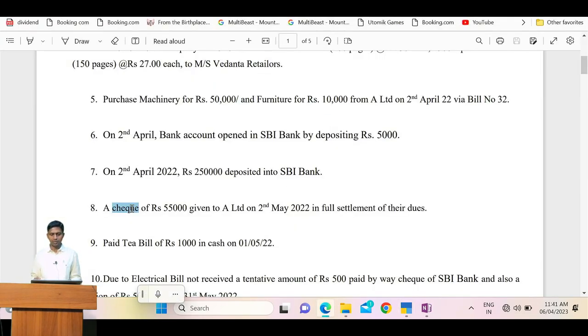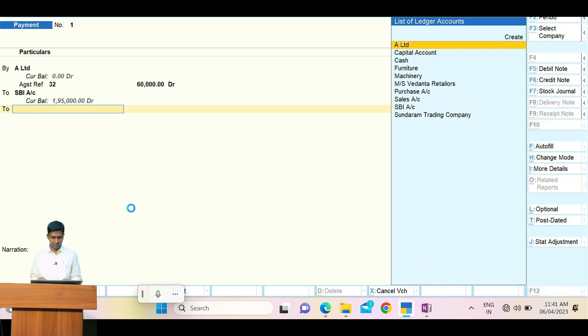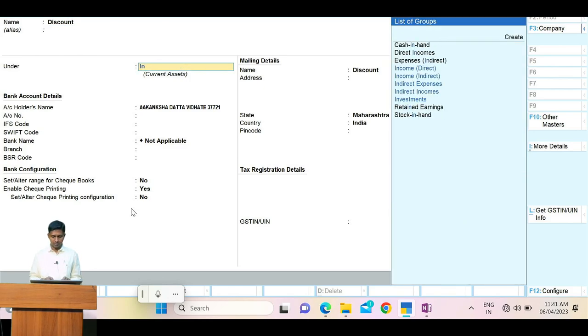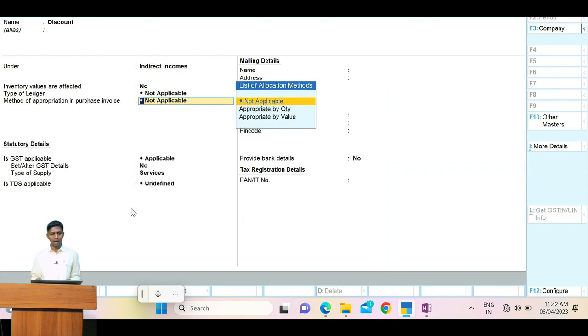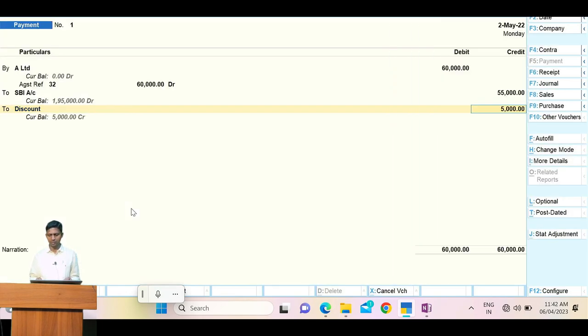SBI check rupees 55,000 and then again 60, 55, that means discount. Now try to type discount, you will not get discount, then create discount. Discount ledger. Now say indirect expenses or income. If you want to make two ledgers, then discount received in income and discount given in expenses, or otherwise just make one ledger, indirect income. We have received discount, therefore this in income, and then for discount given, if you select this, then negative amount you will get, and finally net discount you will get either on the debit or credit. Tally will understand, no need actually. Or if you want, you can create discount allowed and received, it's your choice.